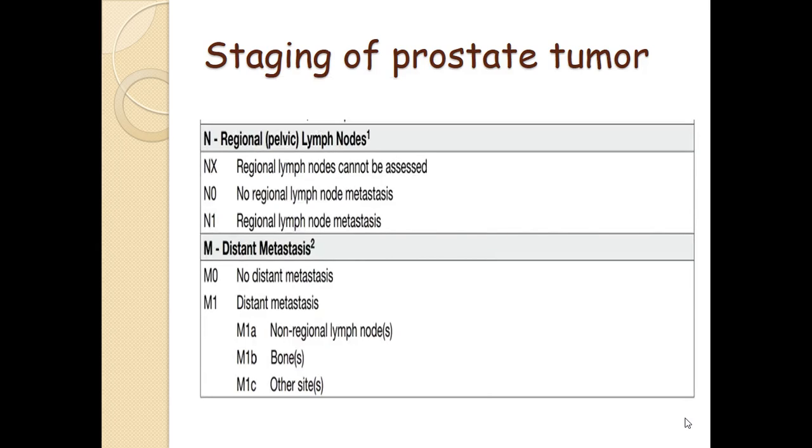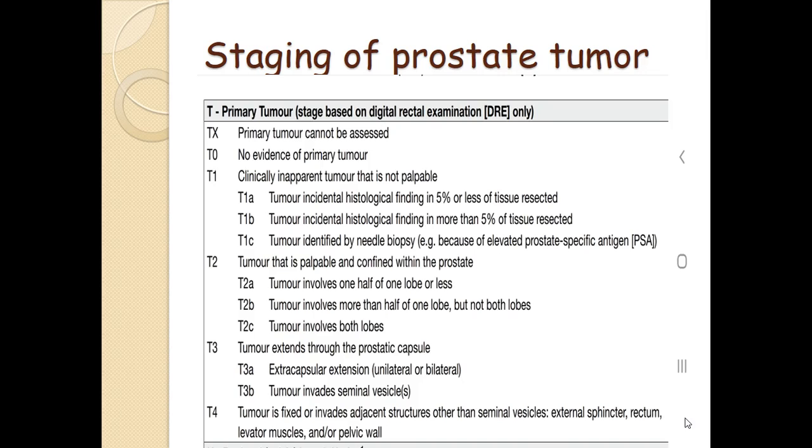Again, the lymph nodes, regional lymph nodes, the N1. There are two things, TX and T0. Tumor cannot be assessed, and no evidence of primary tumor. What is the difference? So TX is primary tumor cannot be assessed. It means maybe there is a tumor somewhere else in the body which we have resected.